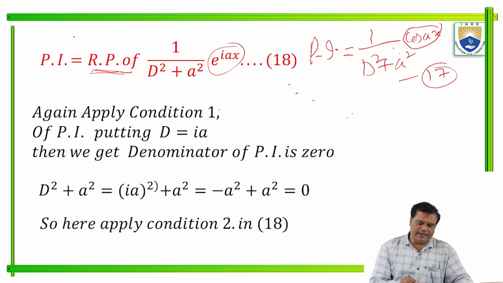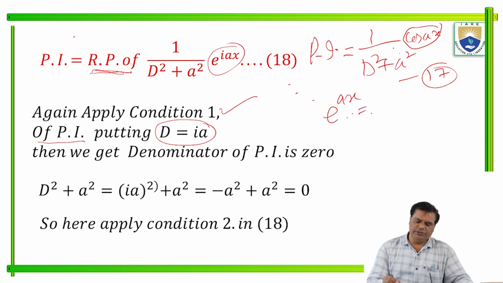So again we apply condition 1. We have discussed what condition we apply when Q is an exponential function. So here, condition 1 in PI: putting D equal to ia in e to the power iAx. The x cancels, so A becomes ia here. So we put D equal to ia.